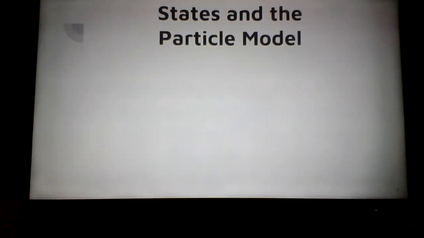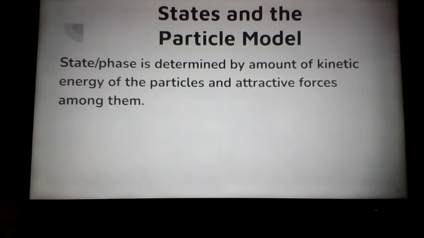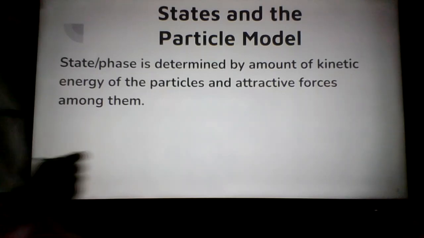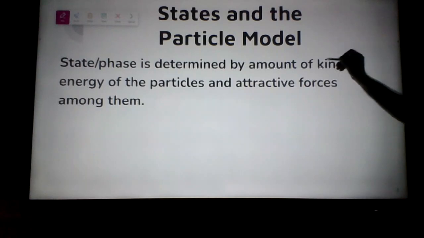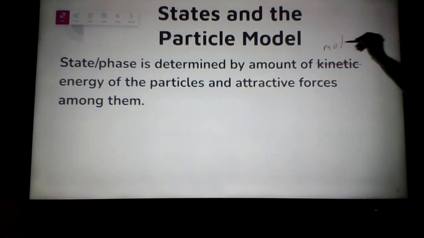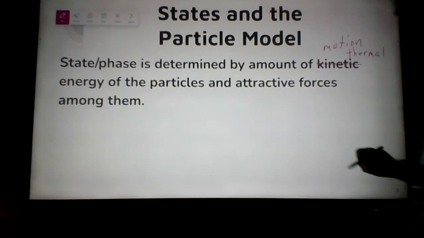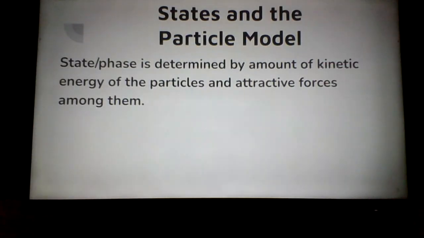The states in the particle model, the state or the phase of matter, they're called either state of matter or phase of matter. That's determined by the amount of kinetic energy of the particles. Let's define kinetic energy a little bit better. Kinetic energy is energy of motion, and for particles to move, they have to have kinetic energy, and many times that's in the form of thermal energy, but not always. But particles are always going to have some kind of energy.